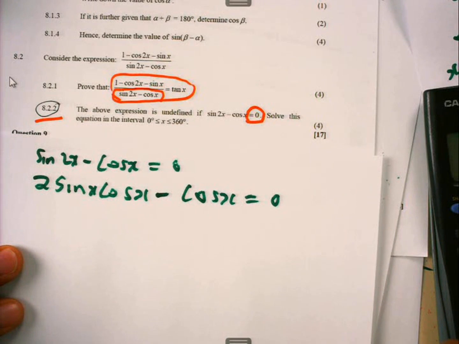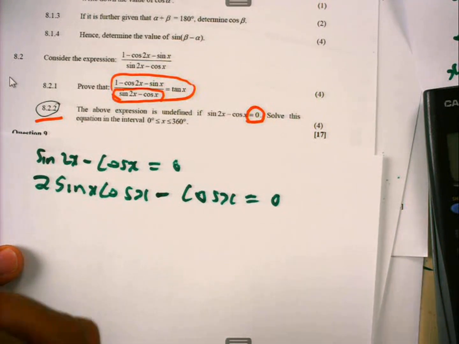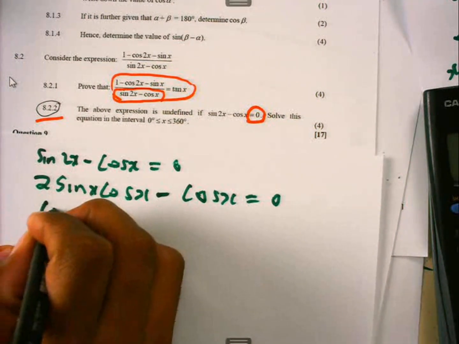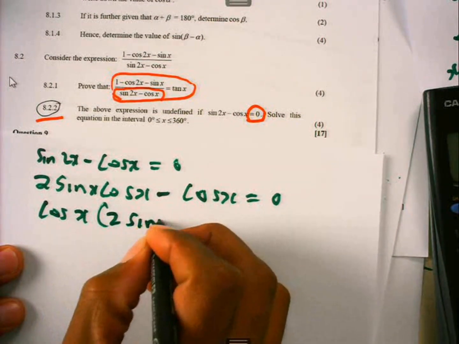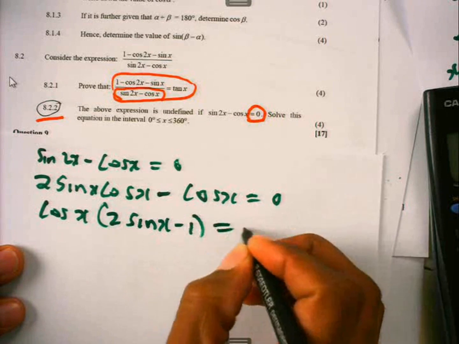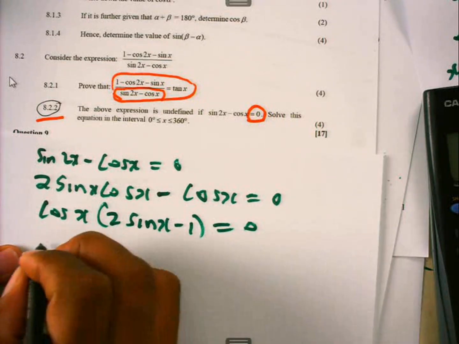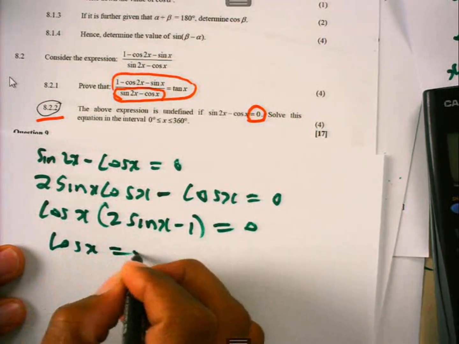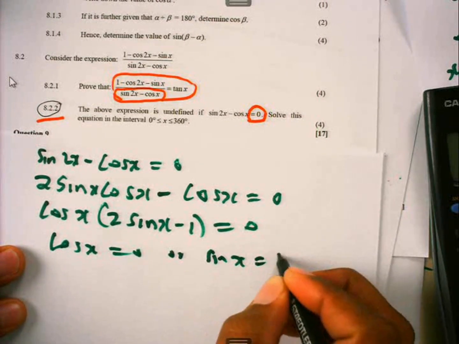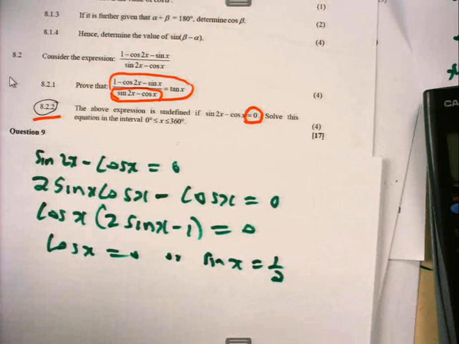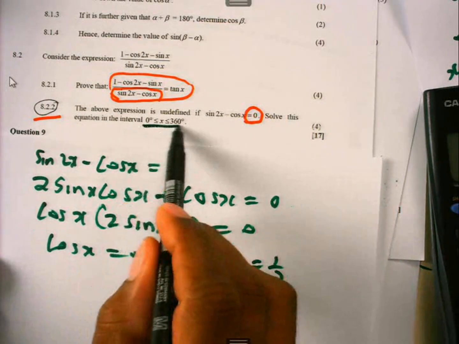What is it that you're going to do? You take cos x as a common factor, right? Then we have cos x out. Then you are left with 2 sin x minus 1, which is equal to 0. Once you are here, cos x is equal to 0, or sin x is equal to 1 divided by 2. But here they were specific to say between the two intervals, right?